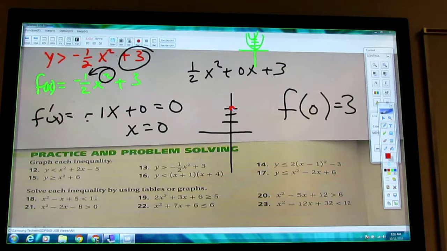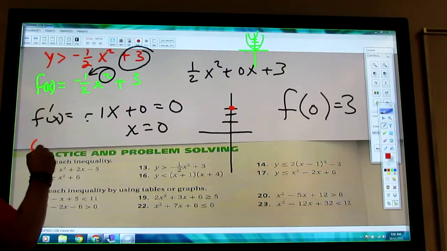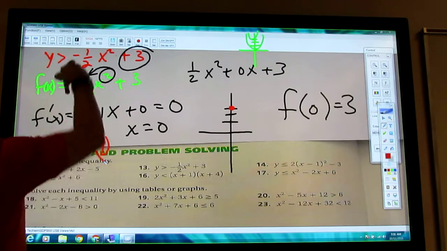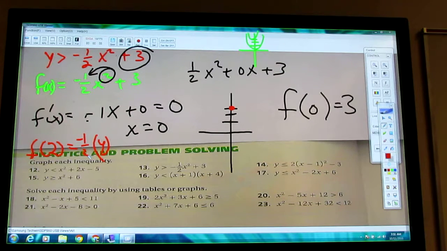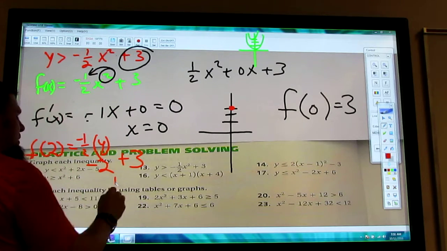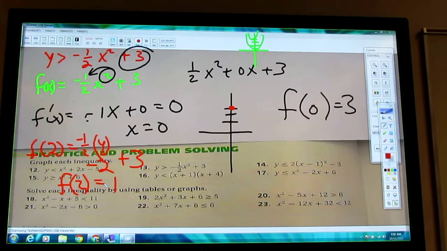Okay? So this is when you plug in a couple easy points. What are the easiest points to plug in? Well, when you're talking about a 1/2, I wouldn't plug in a 1, right? Because 1 times a half gives me a half. I don't really like dealing with fractions. So how do I get rid of that fraction? 2, right? So if I plug in a 2, what is 2 squared? So f of 2 is going to give me 2 squared, which is 4, times negative 1/2. What is half of 4? 2. And negative, so negative 2, plus 3 is going to give me 1, right? So f of 2 should equal 1.